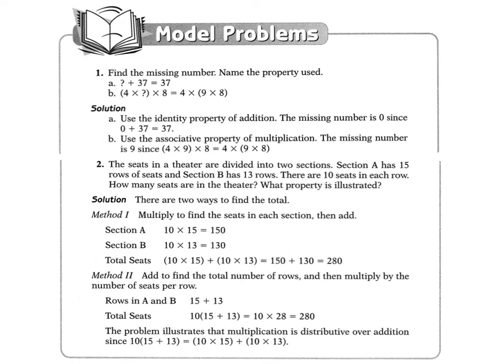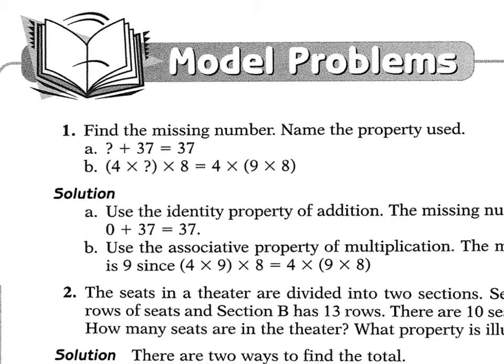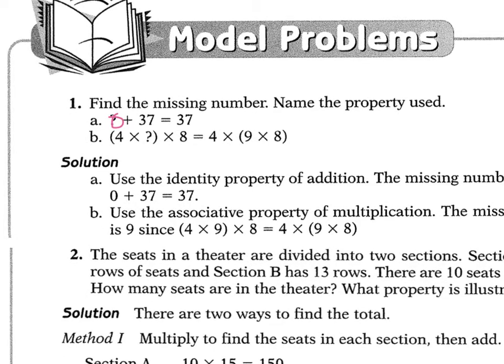Okay, this brings us to some examples. So we need to find the missing number and name the property used. So first we have something plus 37 is equal to 37. So we know that if we add 0 to 37, our outcome would be the same, 37. And this would be our identity property.